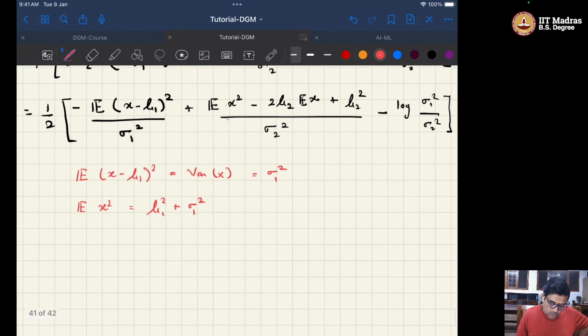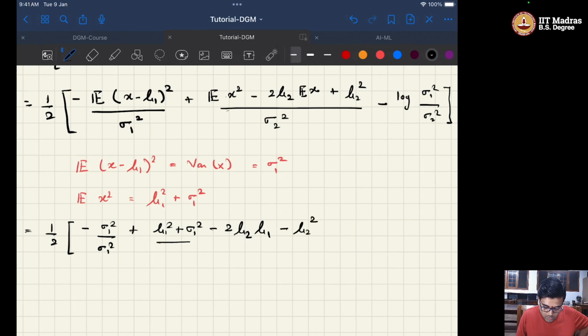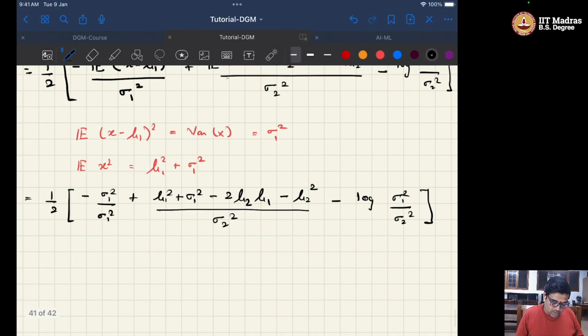Okay. Now if I substitute all these things in our current expression, this is half of minus sigma 1 square divided by sigma 1 square, plus mu 1 square plus sigma 1 square, minus 2 mu 1, what is expectation of x? No, this is mu 2 into mu 1, minus mu 2 square, divided by sigma 2 square, correct? Minus log of sigma 1 square divided by sigma 2 square. Okay. So now we have this minus 1 which is there.